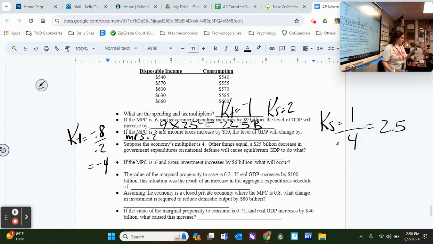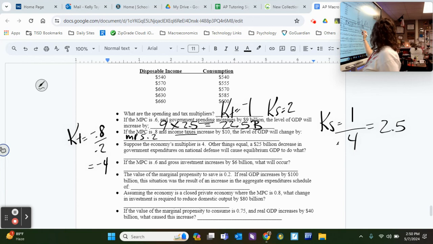Okay. So MPC is 0.8, which makes MPS 0.2. And we're talking about taxes here. It says income taxes increase. So the change of taxes means it's a tax multiplier formula, which is negative MPC over MPS, negative 0.8 over 0.2. Negative 0.8 over 0.2 is negative 4. So any change in taxes is going to be multiplied by negative 4.